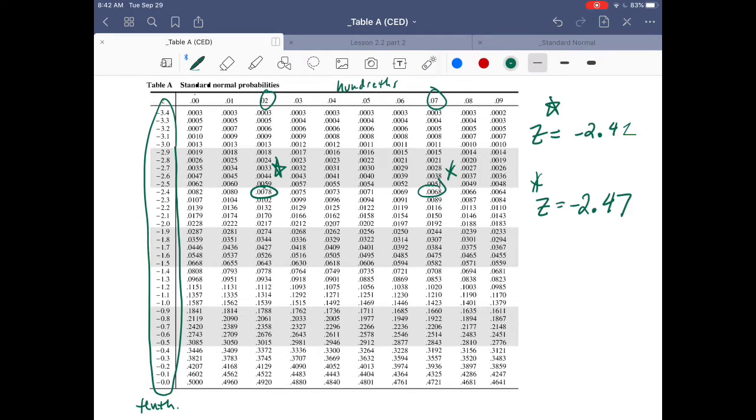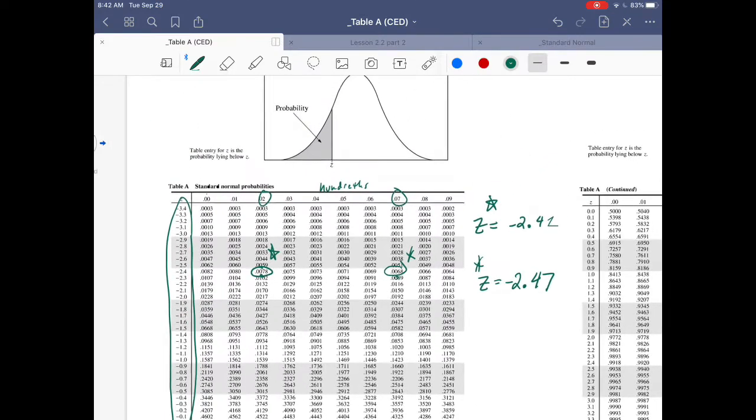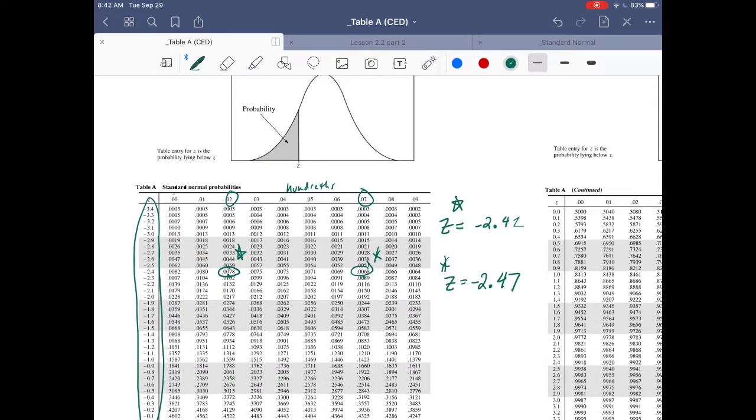Okay, so what does that mean? What do these two numbers, 0.0078 and 0.0068, mean then, if that's the case? Well, what this means is the numbers inside the table here, these 4-digit decimals, represent the probability, represent the area to the left of a given z-value.